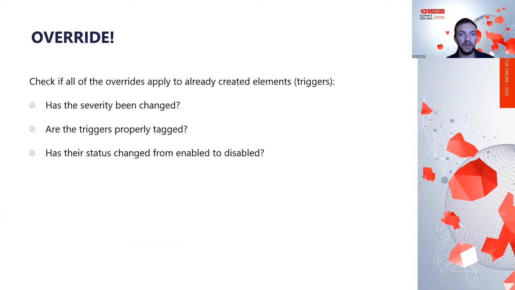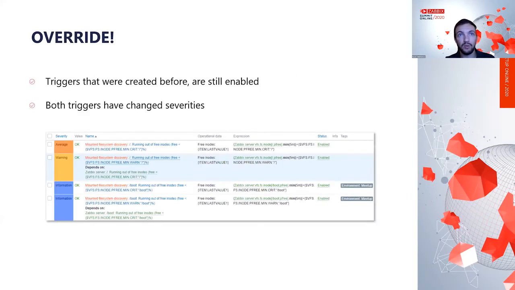Well, whether or not the severity is going to change, whether or not the tag value has been assigned, and whether or not it's going to be indeed disabled. Well, the first two answers are yes. So the severity indeed has changed. You can see that the two last triggers are indeed informational now, and the environment tags are also added, but they are still enabled.